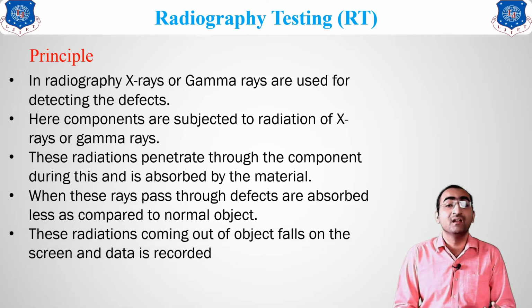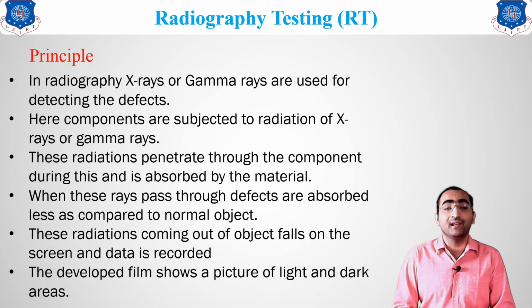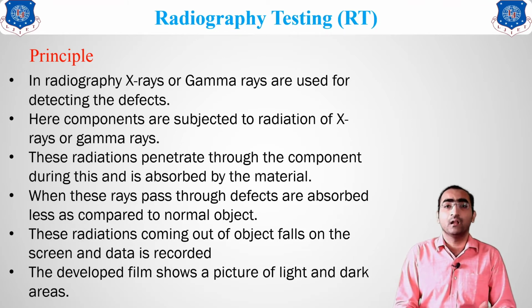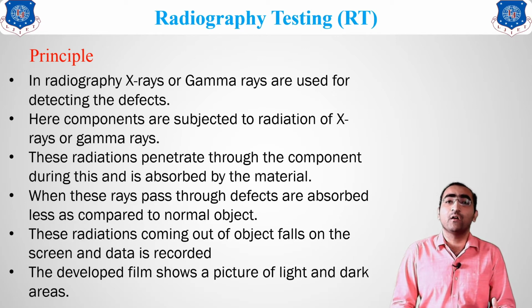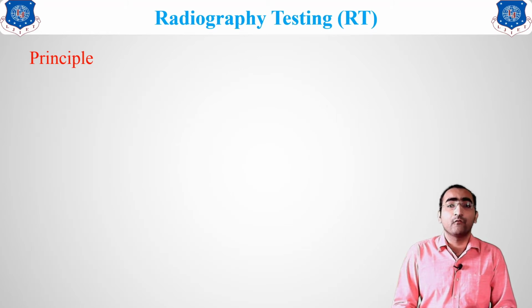So what will happen? These radiations then come out and they are recorded on a screen. And then the screen is taken in a light and we can find out the light and dark areas and the defects which are there. It is the same as an X-ray, that means whatever bone cracks or cracks we see in that X-ray, the same thing is applied for the material.